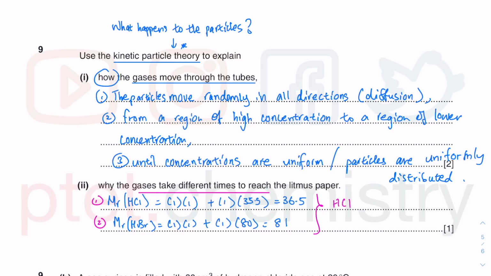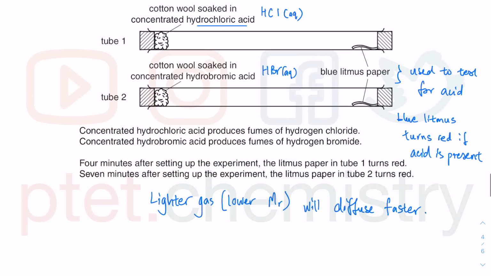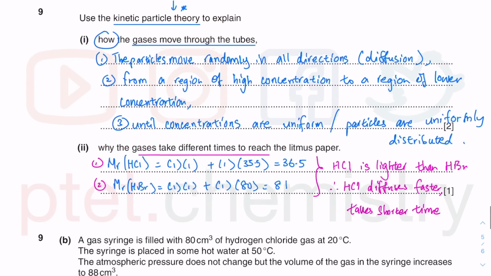The HCl and HBr, well, actually I might as well say HBr is heavier than HCl. Therefore, HCl diffuses faster. If HCl diffuses faster, it takes shorter time to reach the right hand side, and therefore it takes shorter time for the blue litmus to turn red when it's HCl because it diffuses faster, for that 1 mark there.